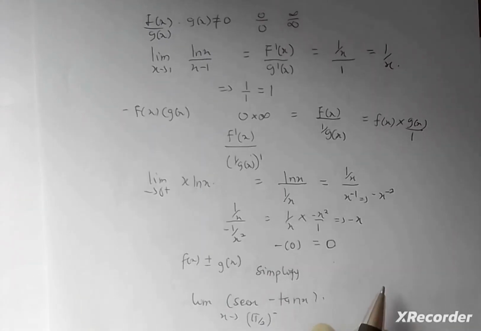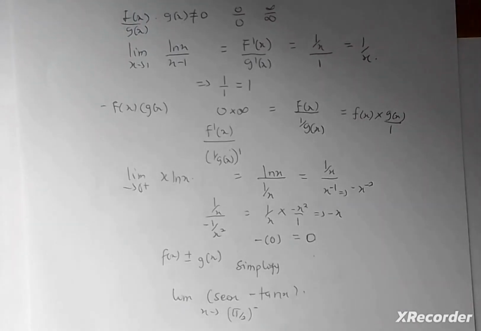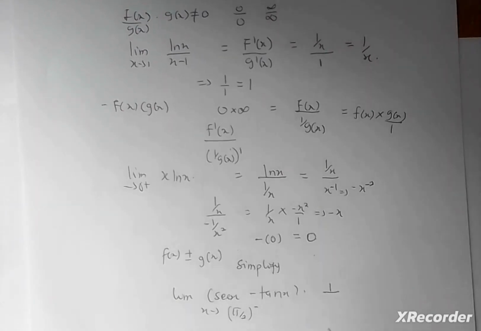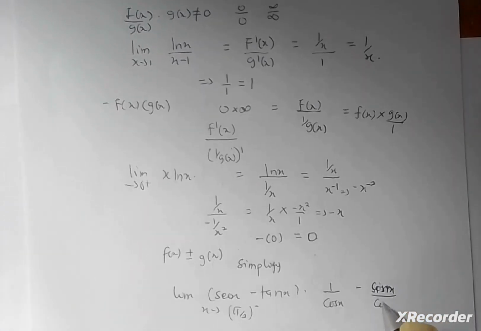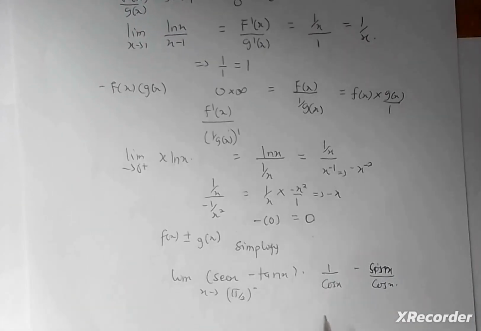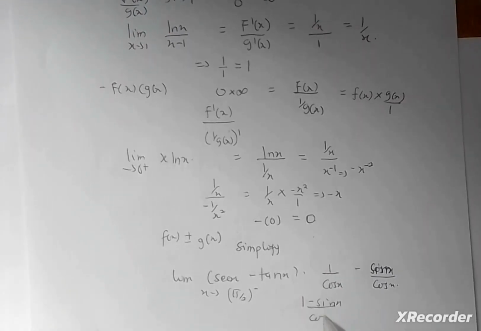So let's see. If I have this, what the rule is saying is I have to express this as a quotient. So my sec x, which is the inverse, 1 over cos x, minus tan x, which is sin x over cos x. When you have something like this, basically, if you have the same base, you have to subtract the numerators. So 1 minus sin x all over cos x.